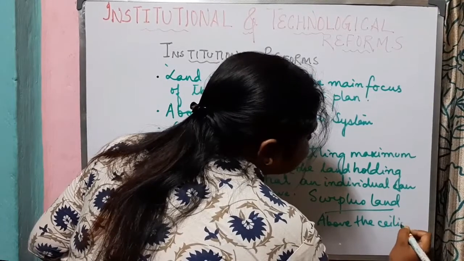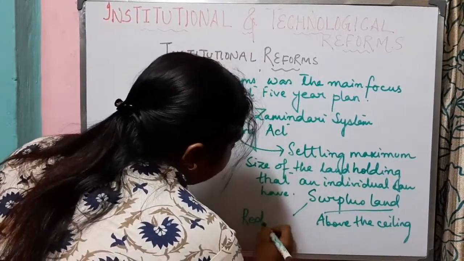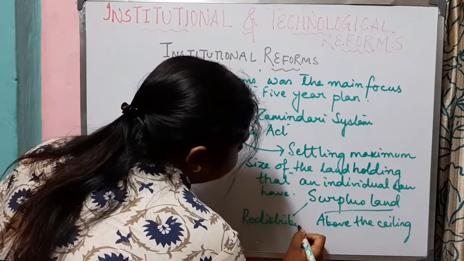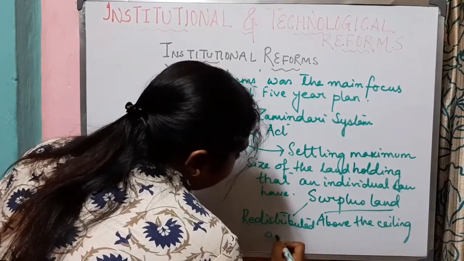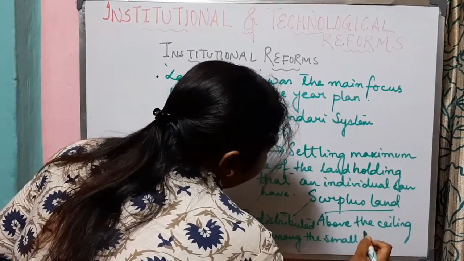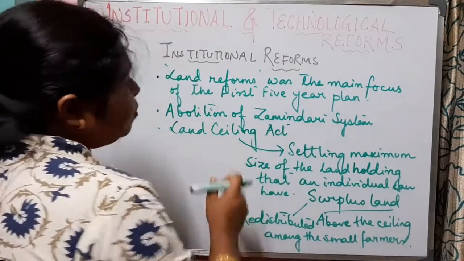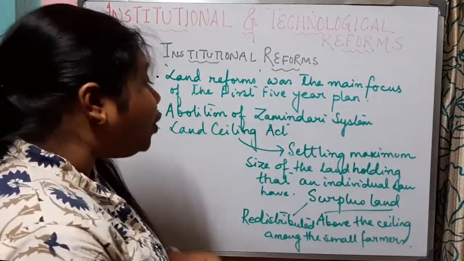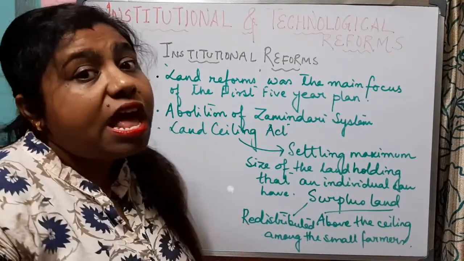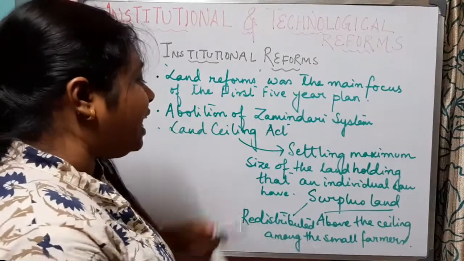Now, this surplus land will be redistributed among the small farmers. So, ceiling was placed on the land with a view to check the growth of large land holdings in future. So, this was the Land Ceiling Act.